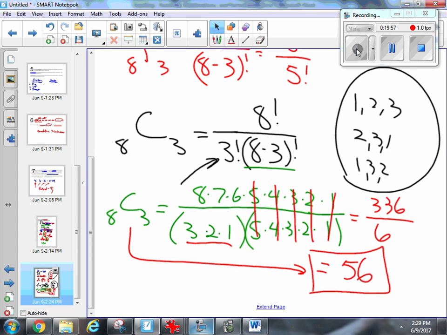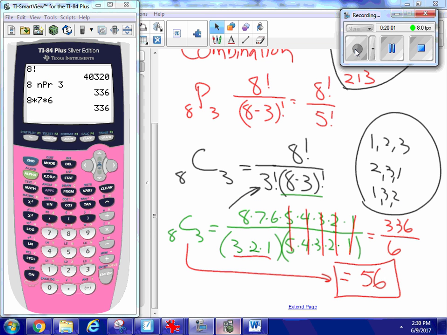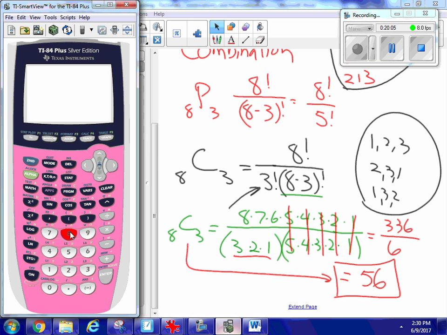Can we use our calculator on this? You betcha. 8, math, probability. Notice number 3 is nCr. So I press 3. I want them 3 at a time. I hit enter, and my answer is 56. So with factorials, permutations, and combinations, the hardest part is going to be figuring out what my n is and what my r is, because once you know that, it's easy to just put it into the right formula.